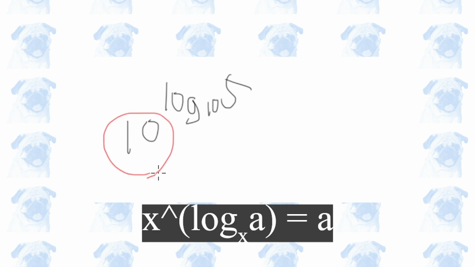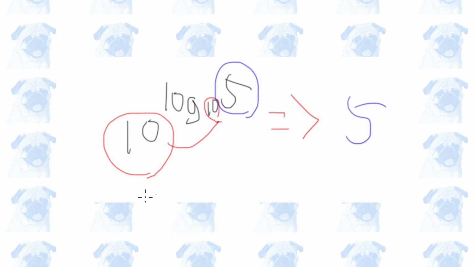Number 3. So I'm going to give you a little trick. If a number is raised to the power of a log expression and the base of that log expression is the original number, then the answer will be equal to this number. So this whole expression is equal to 5.